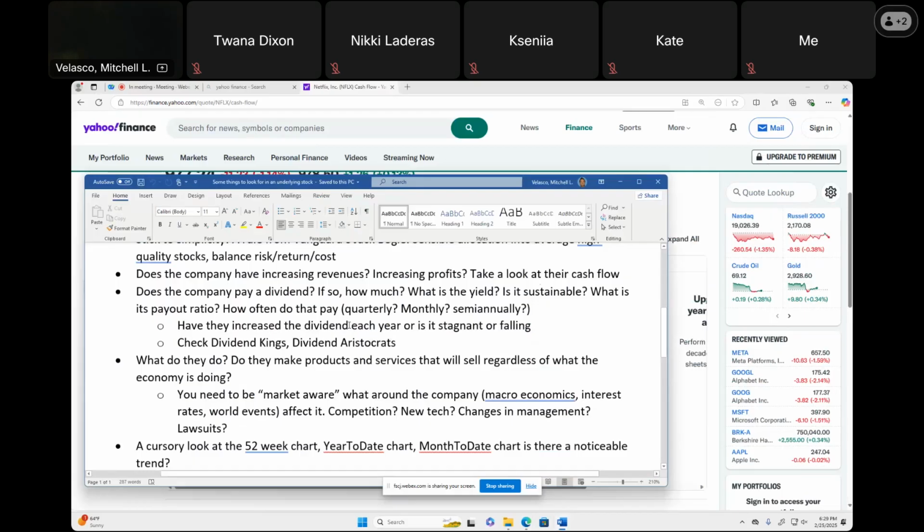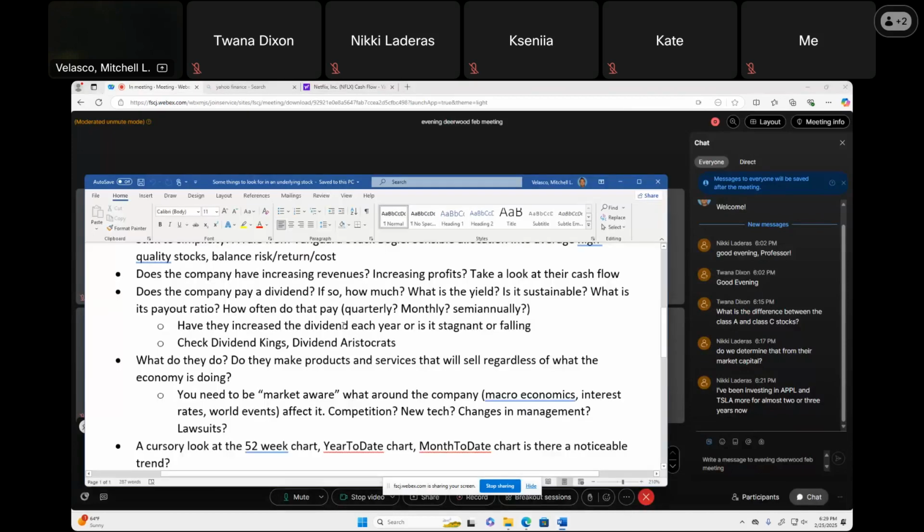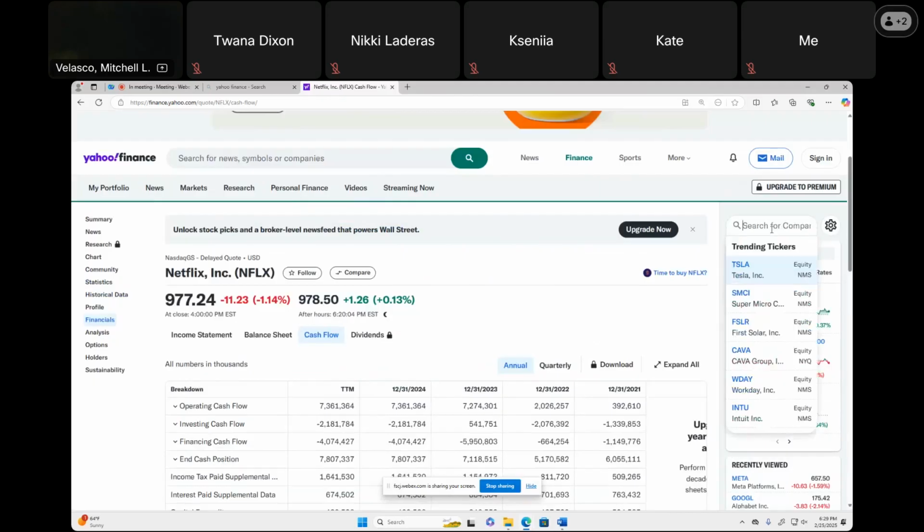But some things you want to take a look at if you're shopping around for a stock that pays a dividend is how often do they pay? How much? What is the yield? What percentage of their profits are they paying? Is it sustainable? So how do we take a look at that? How do we find that out? Well, let's take a look at a couple of dividend payers.